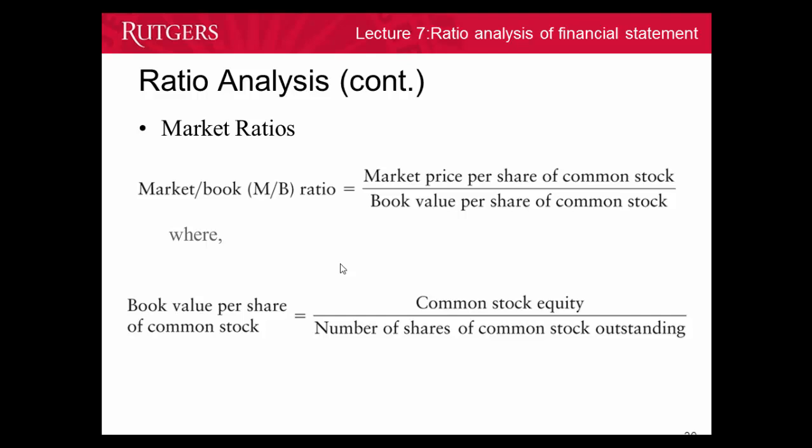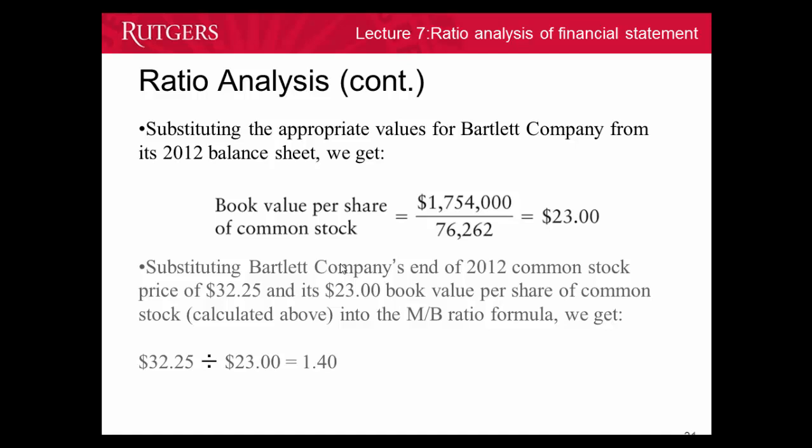The book value per share of common stock is calculated by taking common stock equity and dividing by the number of shares of common stock outstanding. We have calculated all these values before, and we obtain the book value per share of common stock as 23. Remember that the market value of Bartlett Company's security is 32.25, so this leads to a book to market ratio of 1.4.